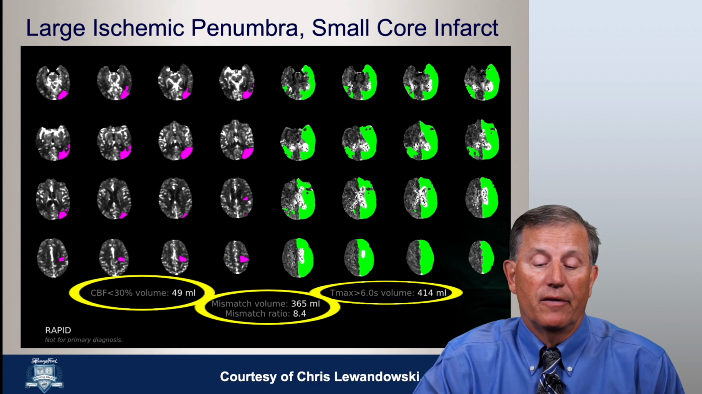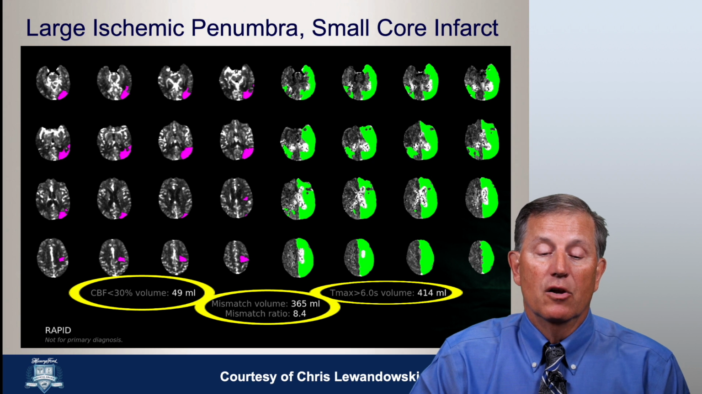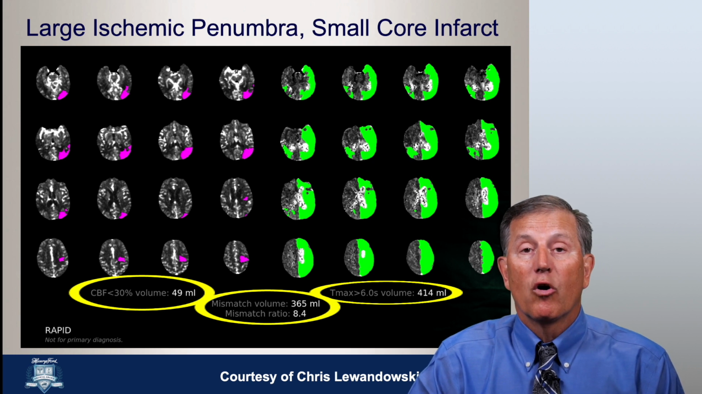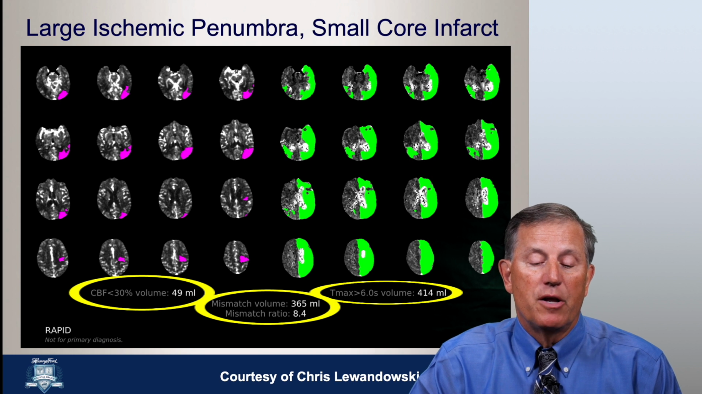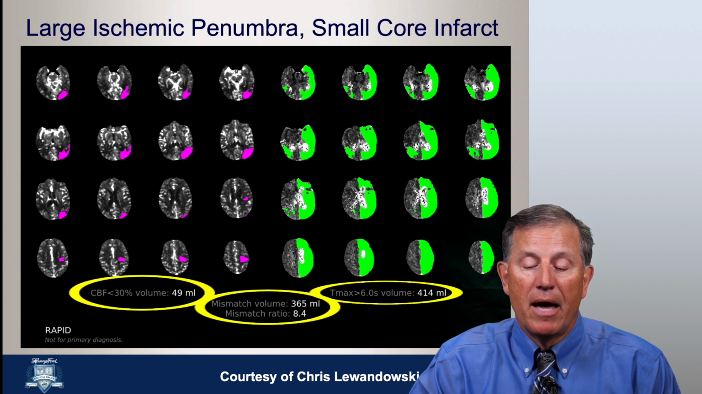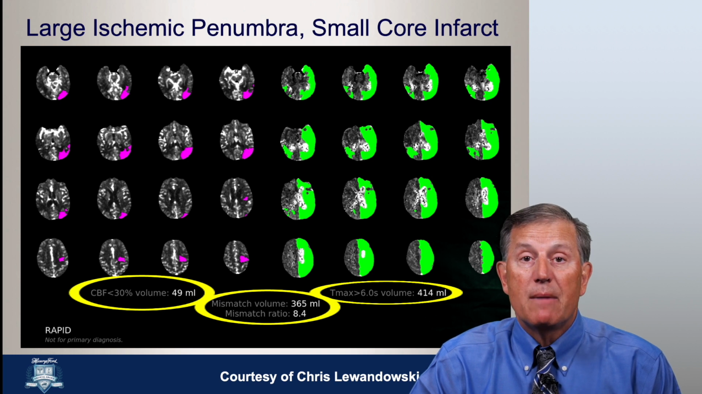So let's take a look at this. If you look at this large ischemic penumbra, small core infarct demonstration, the cerebral blood flow less than 30% is only 50 mL, and the mismatch volume or the ischemic penumbra is 365 mL.